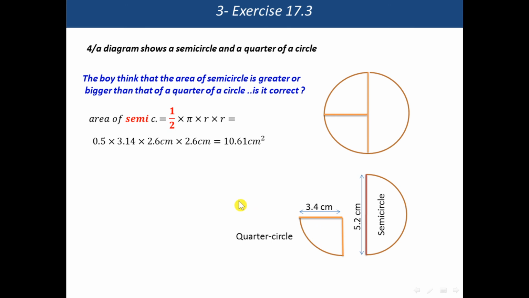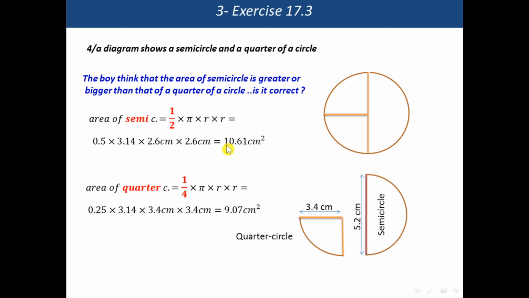Now let us find the area of the quarter circle. The area of a quarter circle is pi r squared. We know this from before, but this time I multiply by 1 over 4, because this rule represents the formula for a complete circle, but I need only a quarter of a circle, so I divide by 4. So it's going to be 3.14 multiplied by the radius, 3.4 multiplied by 3.4, multiplied by 0.25. This means one quarter, okay? So the answer is going to be 9.07 centimeters squared.